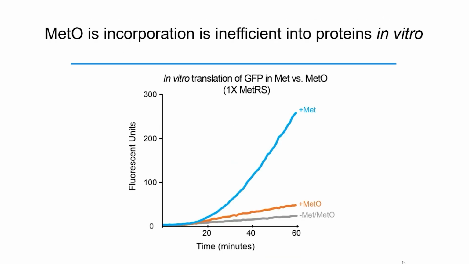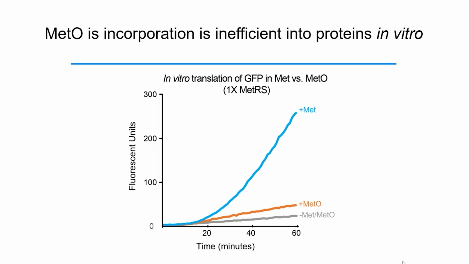So here's kind of what I was talking about before. For this experiment, we had our in vitro translation system. We either added methionine, designated by the blue line, or methionine sulfoxide, the orange line. We also had a control to see if there was any background fluorescence that we pick up over time. With methionine, you obviously get protein being produced, you get a good signal of fluorescence.